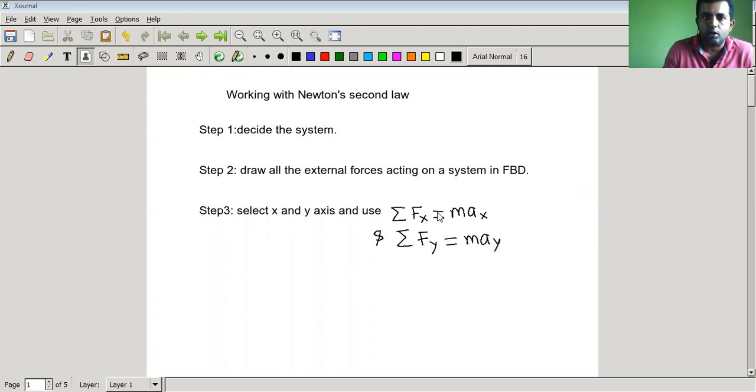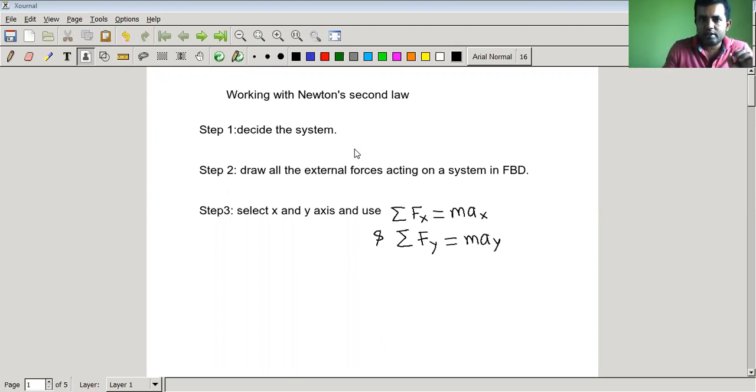Now, these are some steps you can go through, and we'll examine each step as we take some examples. So the first step says decide the system. Now the system can be one block, one pulley, or two blocks connected with a string, three blocks, and so on. The system can be very simple to very complicated.